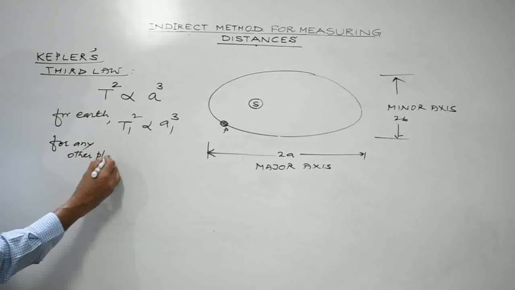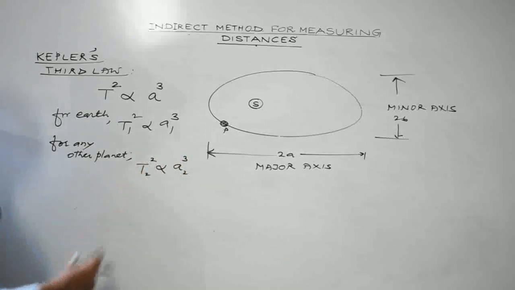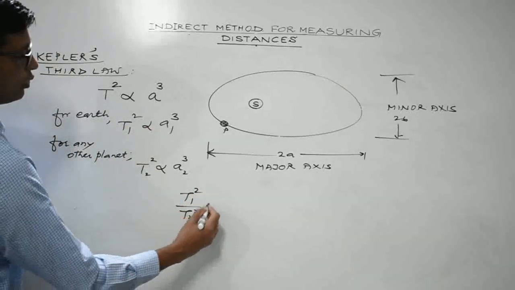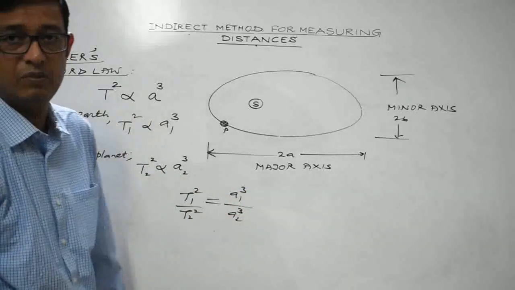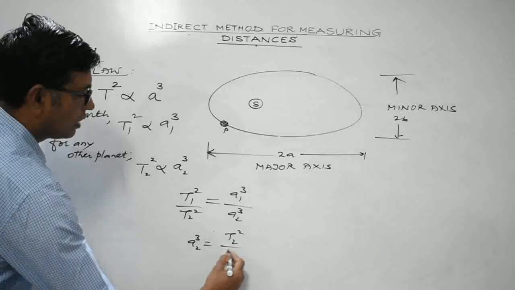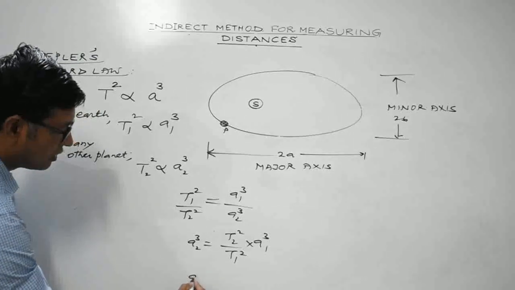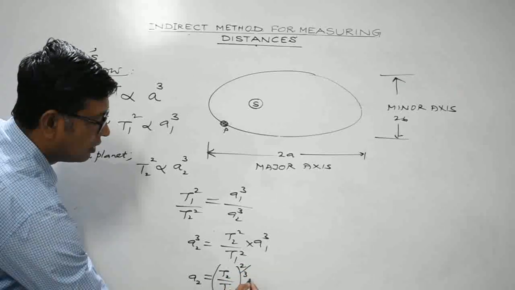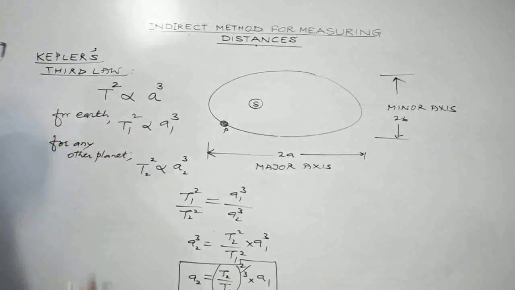For any other planet whose time period is known to us, it can be written as T2 square is proportional to A2 cube. Fine. Dividing these two, we get T1 square divided by T2 square is equal to A1 cube divided by A2 cube. The proportion sign will get eliminated, isn't it? So, A2 cube would be equal to T2 square divided by T1 square into A1 cube. Taking cube root, what we get is A2 is equal to T2 by T1 to the power 2 by 3 multiplied by A1. This is the formula I was talking about.